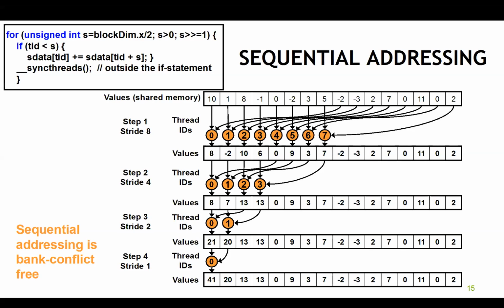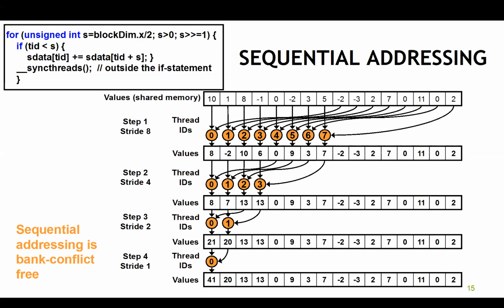And the values that are being added together are indexed using the same thread ID. So thread 0, for example, will take the value in location 0 in shared memory, indicated by S data, and it will add to it a value that's 0 plus S. In other words, if S was 32, it's 0 plus 32. So we'll take the 32nd element and add it to the 0th element. Thread 1 would take the 33rd element and add it to the first element. Thread 2 would take the 34th element and add it to element index of 2, and so on.